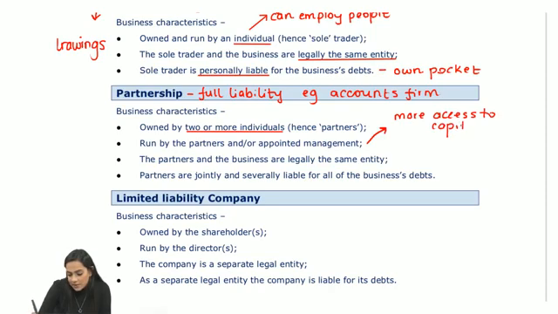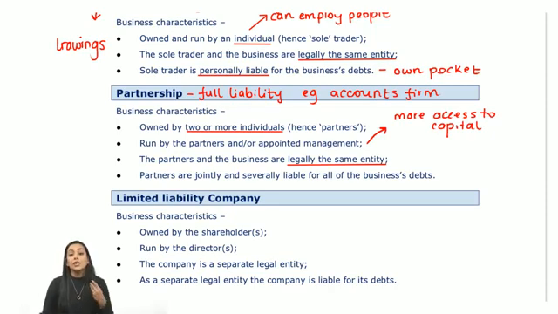So to start a business, you need capital. So you've got more people joining together, you can have more money in capital, therefore you can do greater things. But once again, the partners and the business are legally the same entity, meaning that in the eyes of the law, the individuals who run the business, who own the business, and the business are seen as one. So we say that the partners, once again, are personally liable for the business debts.